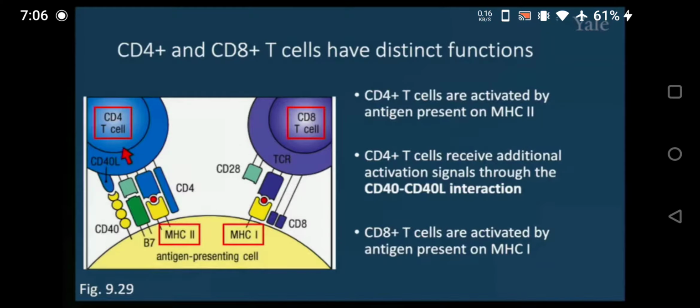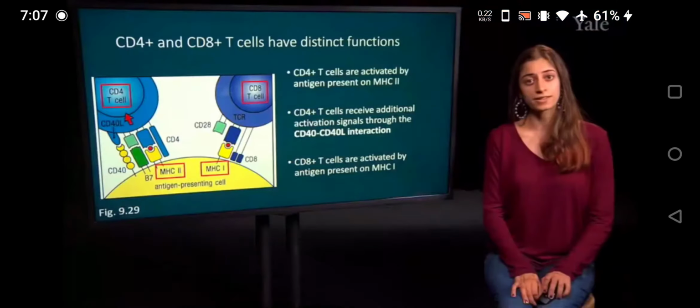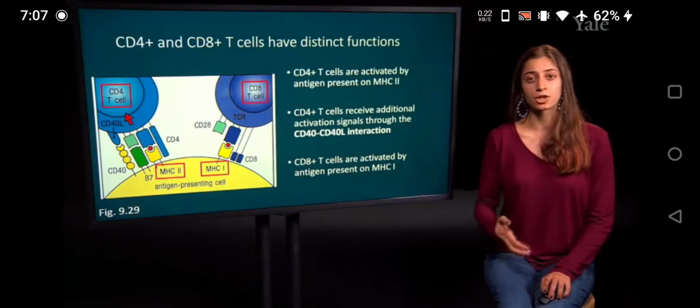You'll recall that MHC class 2 can only interact with CD4 positive T cells, while MHC class 1 will only interact with CD8 positive T cells. This is highly important because the CD4 positive T cells and CD8 positive T cells act very differently. Who they see in the thymus then determines what their function will be for the rest of their life.